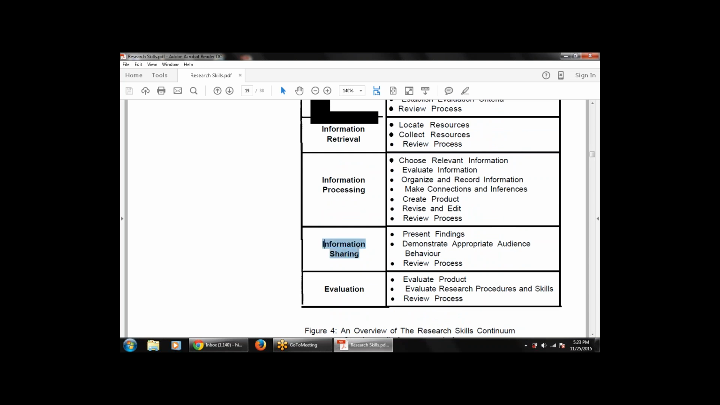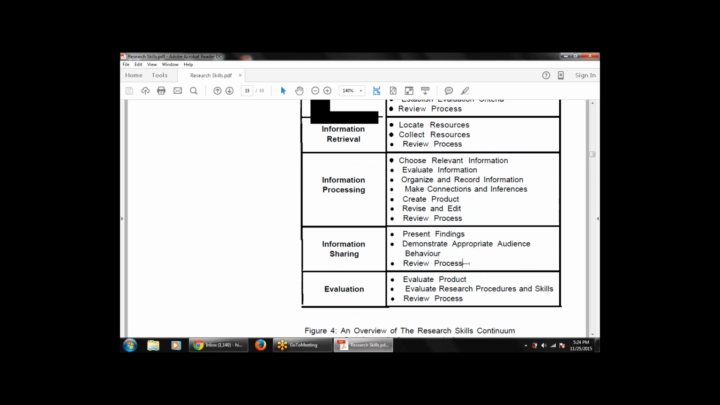The next stage is information sharing, which also contains various skills like how to present the findings. So what are the various modes by which we can present the findings? That may be a group discussion, a PowerPoint presentation, an on-site visit, or anything that we are doing for information sharing. It may be a GD, a PPT, or an on-site visit.